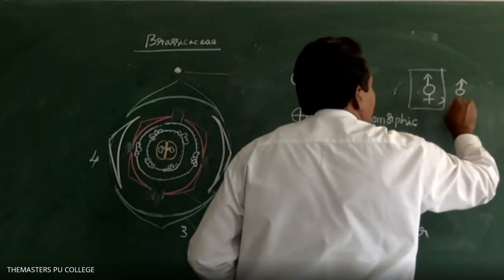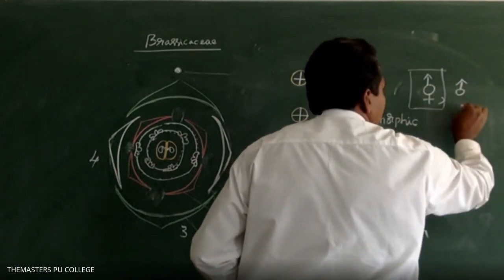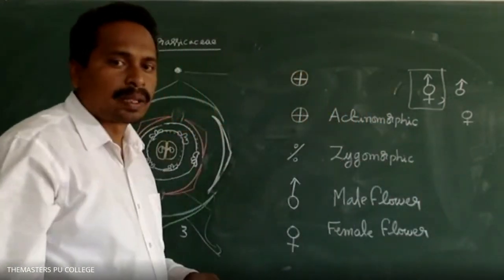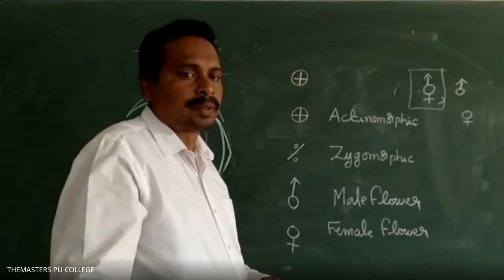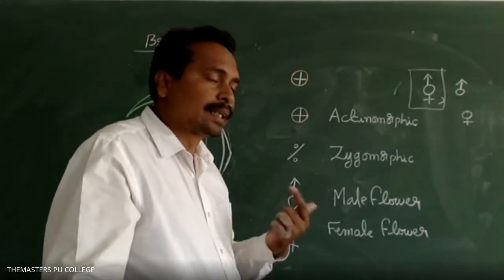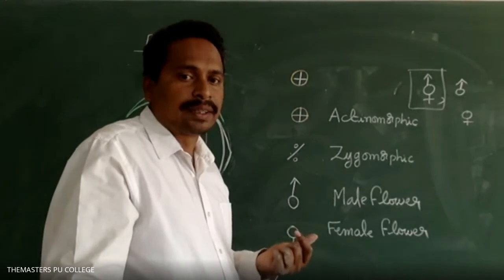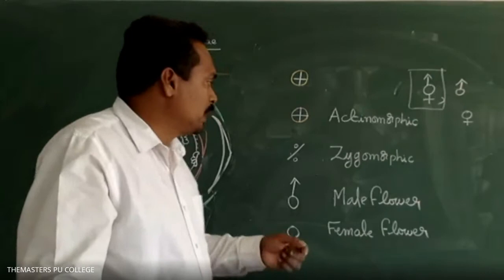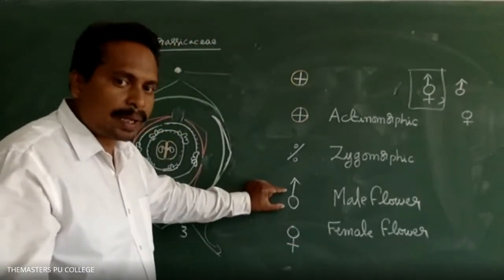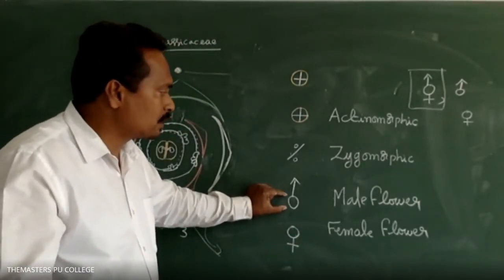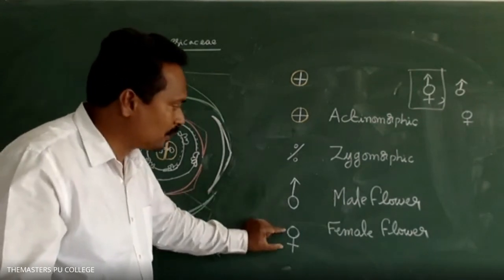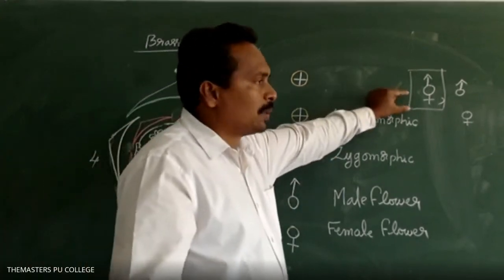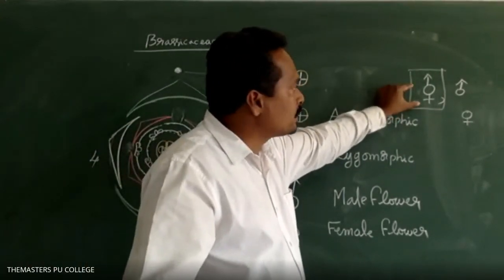For unisexual flowers, if male, the symbol is an arrow above the circle. If female, it is the plus symbol below the circle. Depending upon the plants, the sexuality varies. Is it clear? If only male flowers are there in that particular plant, that's denoted as this symbol. If only female flowers are there, that's denoted as this symbol. If only bisexual flowers are there, that's denoted as this symbol.